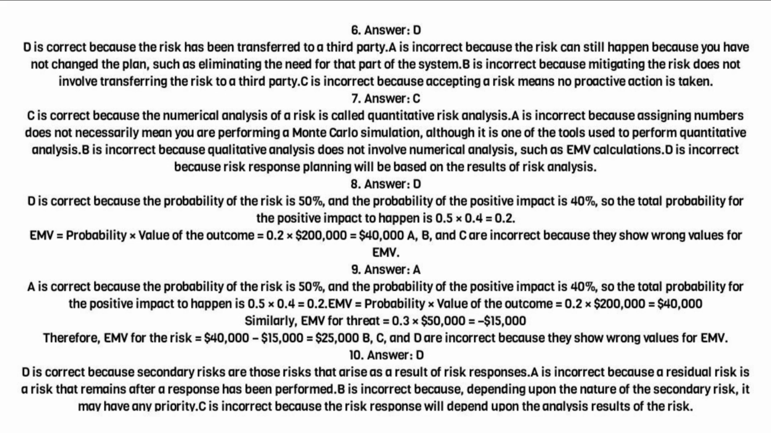10. Answer D. D is correct because secondary risks are those risks that arise as a result of risk responses. A is incorrect because a residual risk is a risk that remains after a response has been performed. B is incorrect because, depending upon the nature of the secondary risk, it may have any priority. C is incorrect because the risk response will depend upon the analysis results of the risk.